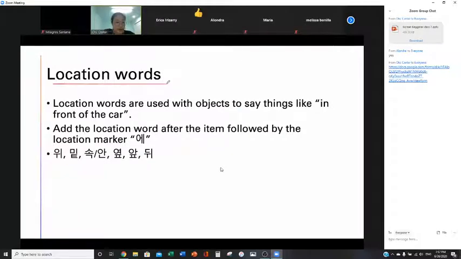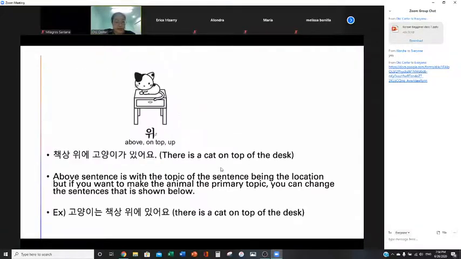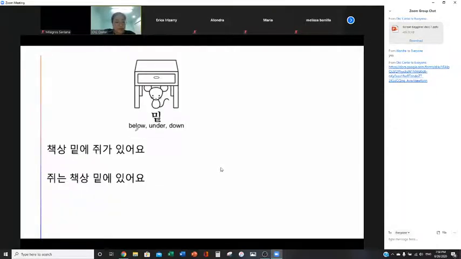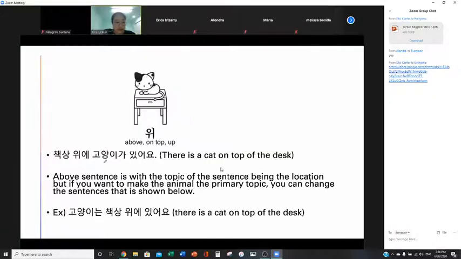Okay, so the location words. Location words are used with an object to say things like in front of the car. So add the location word after the item, followed by 에. So 위에, 밑에, 속 or 안에, 옆, 옆에, 앞에, 뒤에. Those are the location words that you'll be using. So 위 is above or top, up. 밑 is below, under, down. So 책상 위에 고양이가 있어요.